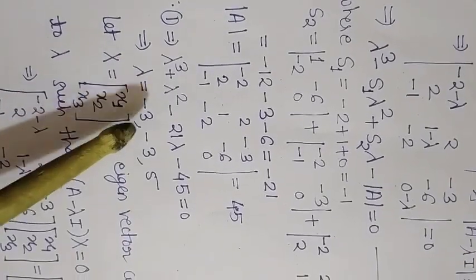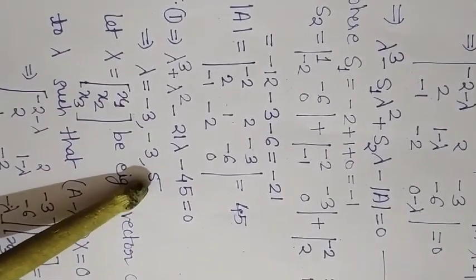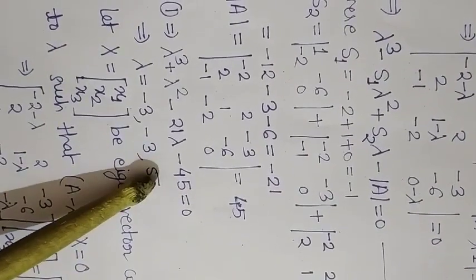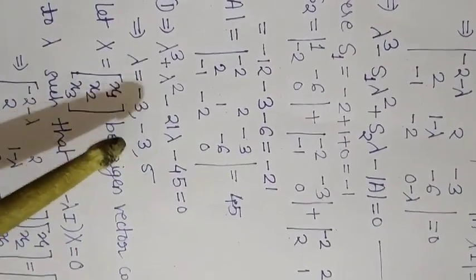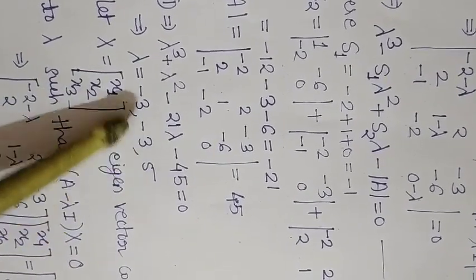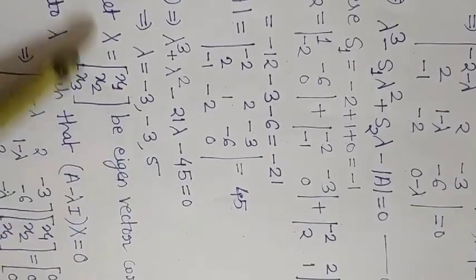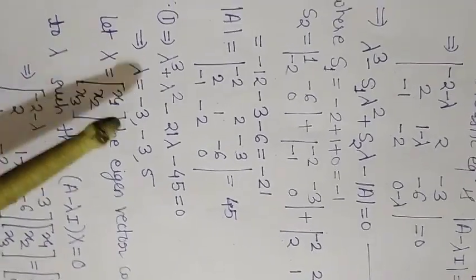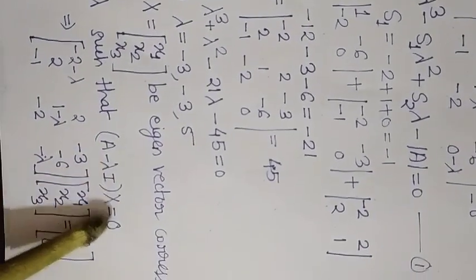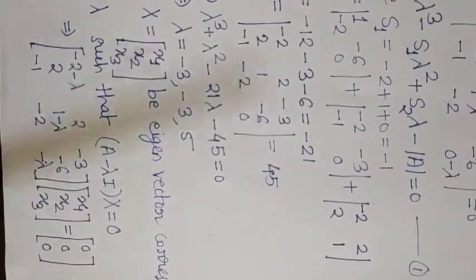So lambda equal to minus 3, minus 3, 5. What we observe here is that the two eigenvalues are the same. So whenever we find some eigenvalues equal, we will first opt for the different eigenvalue. Okay. So let us take x as x1, x2, x3 be the eigenvector, 3 vectors, so 3 elements, such that A minus lambda I times x is equal to 0. This you know very well how to get, right?